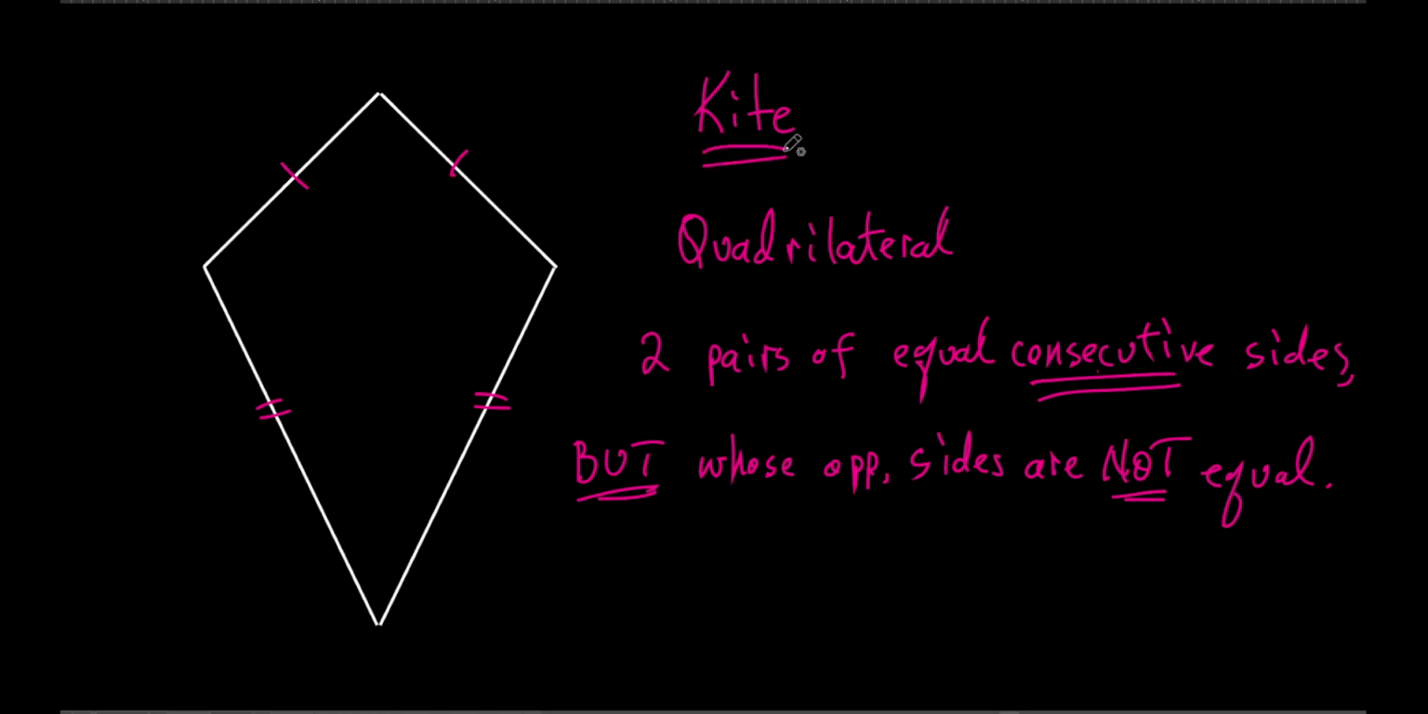It's a quadrilateral, 4 sides, and it's got 2 pairs of consecutive sides that are equal to each other. So these 2 are equal, these 2 are equal, these 2 right here opposite are not, these 2 opposite are not. We're going to learn a little bit later, I keep saying this, but we're going to learn a little bit later more about a kite. But we're not going to do it today. Last one.